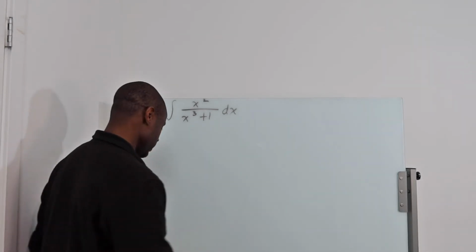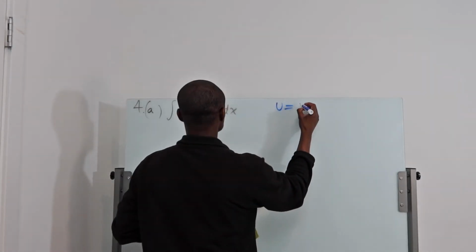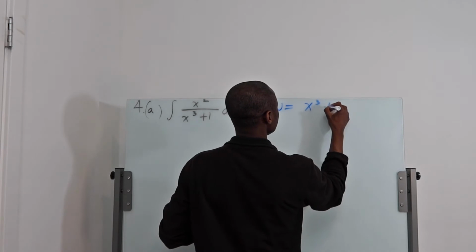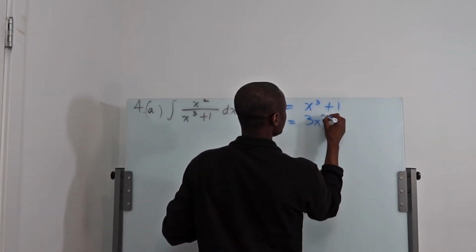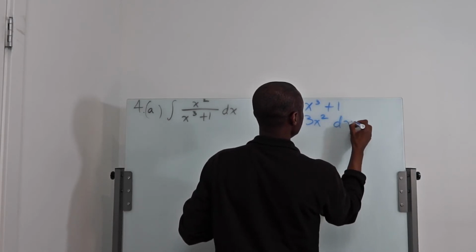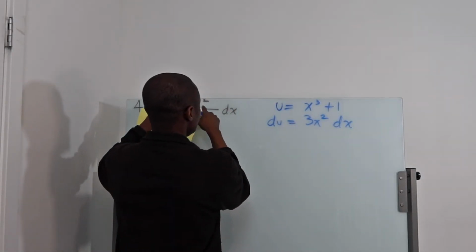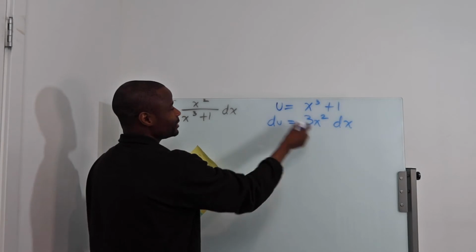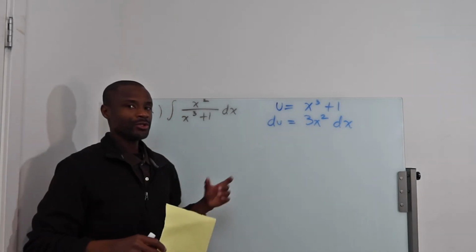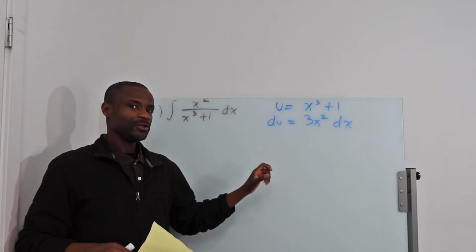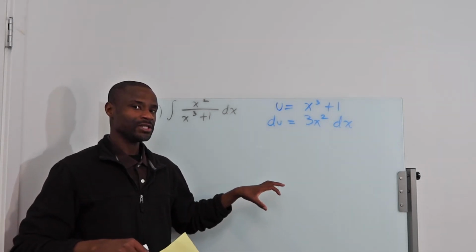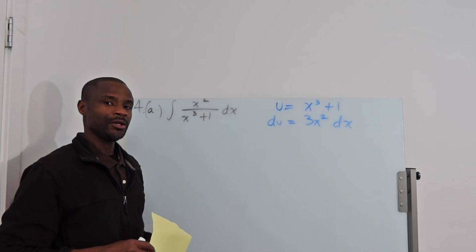So let's go ahead and write that. Let u equal x cubed plus 1. du is going to be 3x squared dx. You see we have our x squared dx, so it looks like du. Always pick your u in such a way that when you take the derivative of it, you have a form of du contained in your integral.